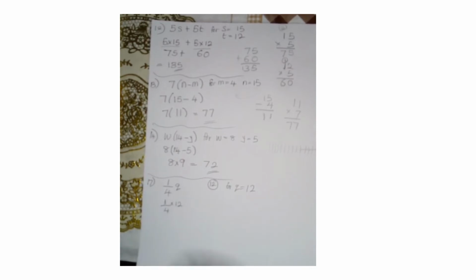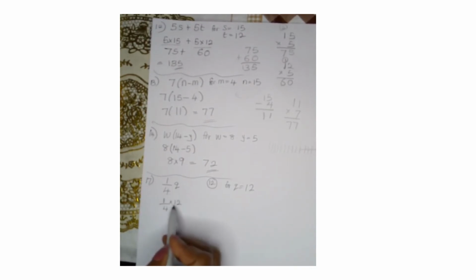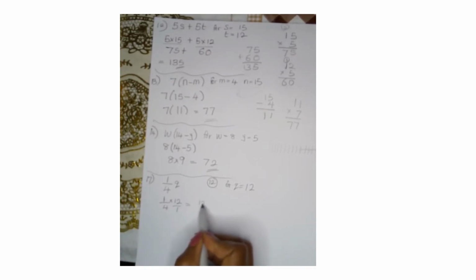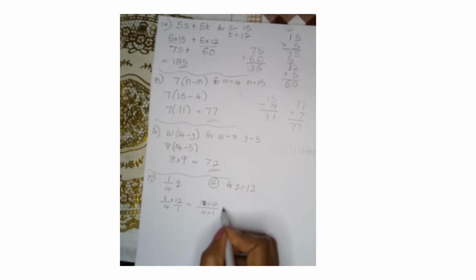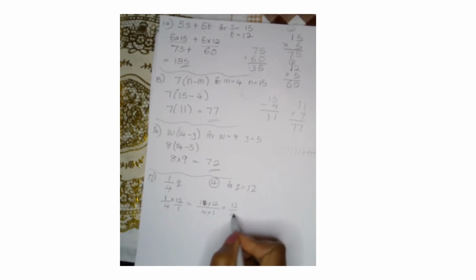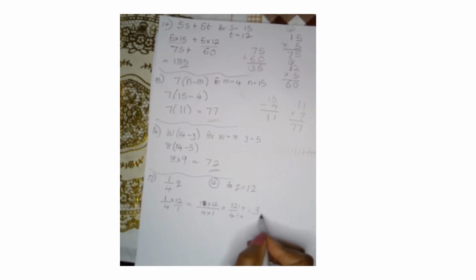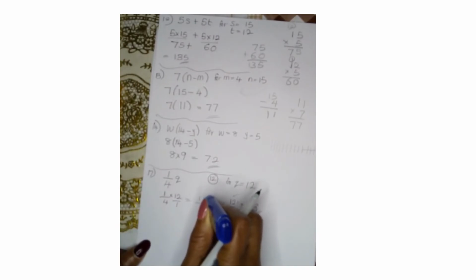If you watched the previous video we did, I told you if you see any number hanging here, it means over 1. Okay? So we are going to multiply across. 1 times 12 and 4 times 1. This is going to give us 12 over 4. You can divide it. This is going to give you 3. If you leave it like this, you get your full mark. If you divide it, you get your full mark. But this is wrong. It's 1 over 4 multiplied by 12, not 12 over 12 multiplied by 12.